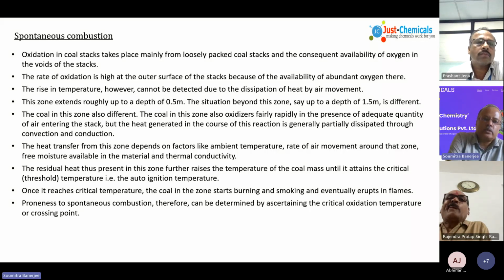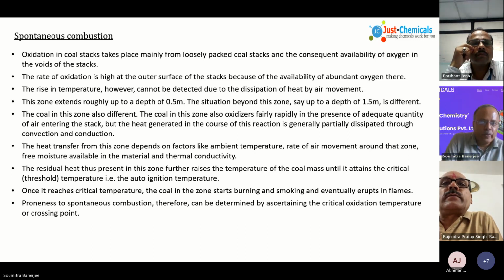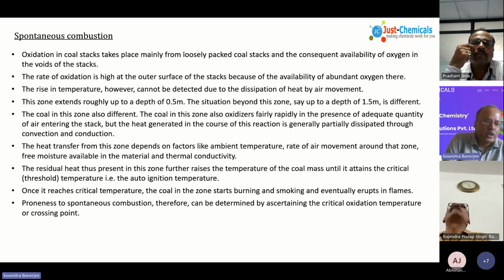Oxidation in coal stacks takes place mainly from loosely packed coal stack. So we always talk about, when you stack the coal, pack it very compact. If it is loosely packed, the availability of oxygen in the voids of the stacks is higher. Thus, the rate of oxidation will be higher.